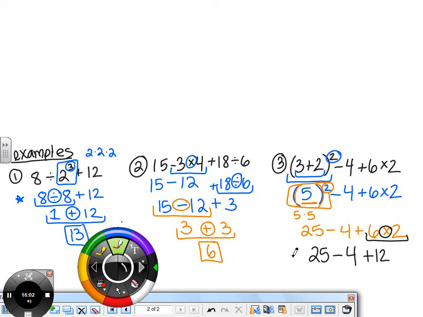So I'm going to move on to the S in GEMS, which is subtraction and addition, again from left to right. So I'm starting at the 25 and moving across my equation. So I first come across subtraction. 25 minus 4 is 21. I copy everything else how it is. And lastly, I have addition. 21 plus 12 is 33.